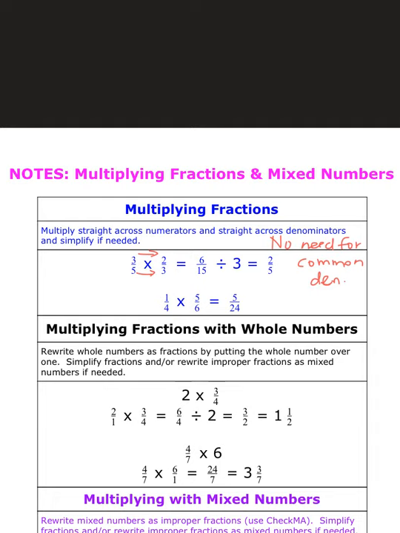Okay, just multiply straight across. So 1/4 times 5/6. Straight across. 1 times 5 is 5. 4 times 6 is 24. That answer is simplified, so that one's done.